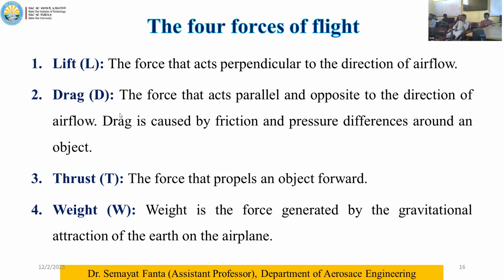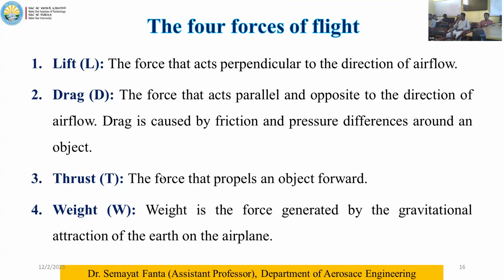Thrust is the force that propels the flying object, the force which enables it to move forward. That is the thrust force. And the weight is the net resultant force which acts vertically downward due to gravitational attraction. This weight is the result of the engine weight, the fuselage weight, the tail section weight, the front section of the aircraft, and the landing gear weight.